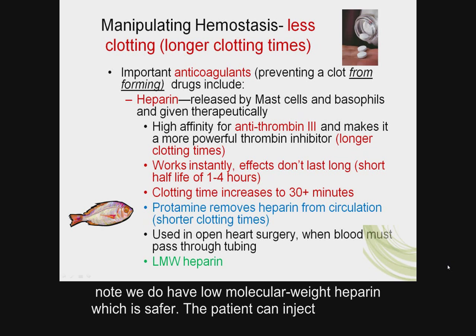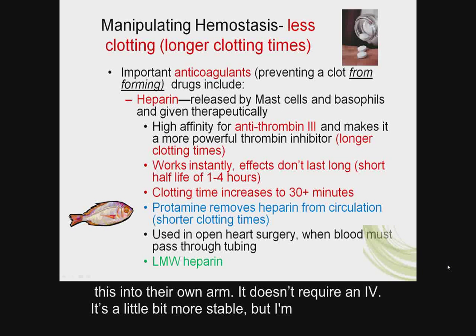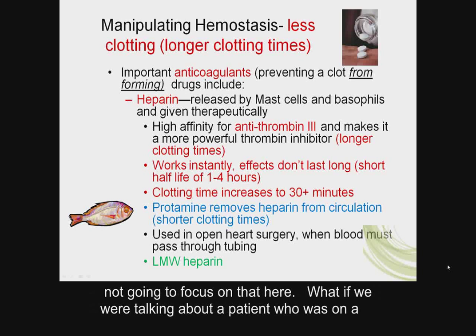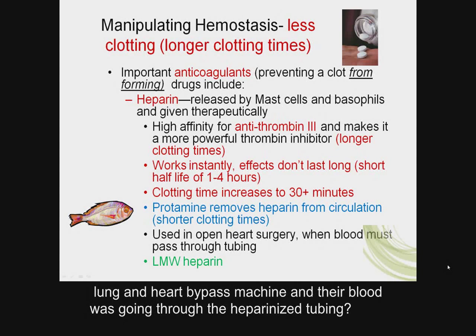As a side note, we do have low molecular weight heparin, which is safer. The patient can inject this into their own arm. It doesn't require an IV. It's a little bit more stable, but I'm not going to focus on that here.